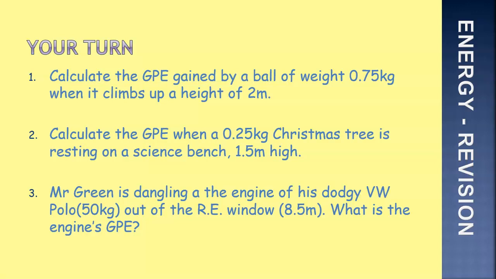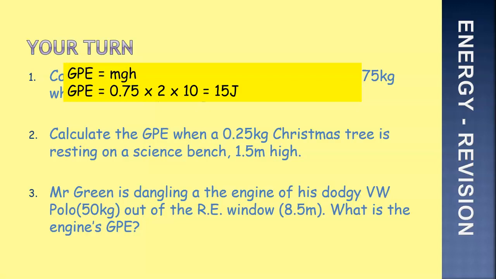Okay, question 1. Gravitational potential gained by a ball of weight 0.75 when it climbs a height of 2. So the mass is 0.75, height is 2, and 10 is the gravitational field strength. It does not matter what order you calculate these because they're all being multiplied with each other. So 0.75 times 2 times 10 gives us 15 joules.